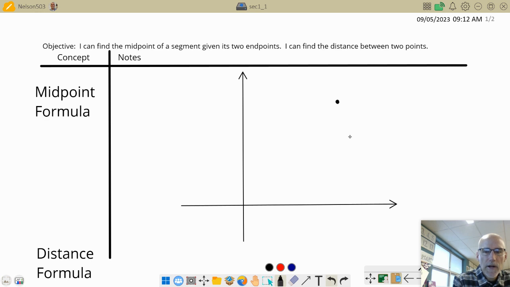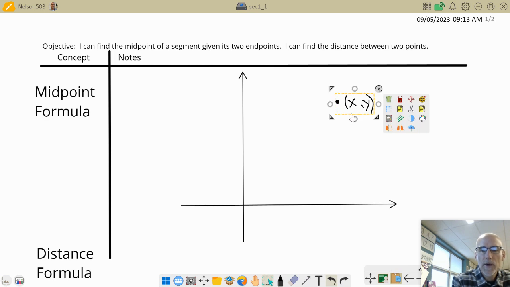So let's talk about if you had a point, right? And that point was some X amount over, some Y amount up. We'd call it the point XY. Now, if that point was not in the first quadrant, so I'm going to take this point right here, I'm going to move it. This is the first quadrant, right?